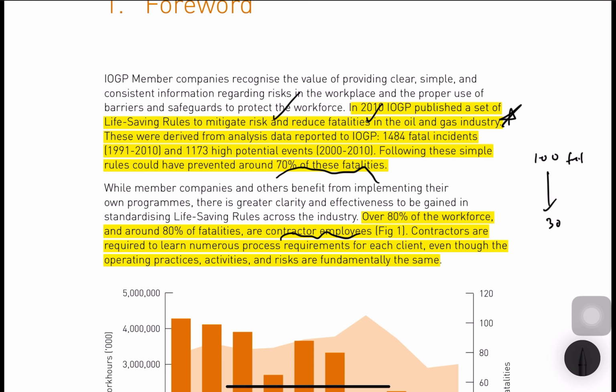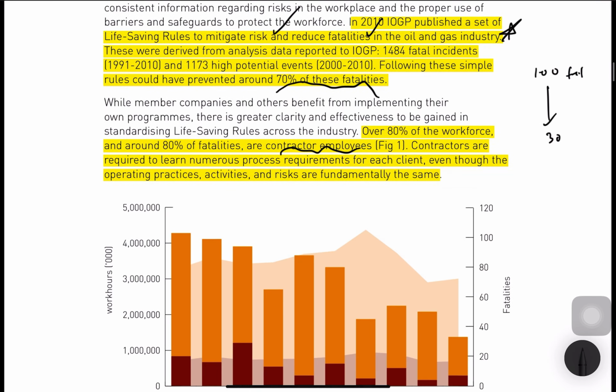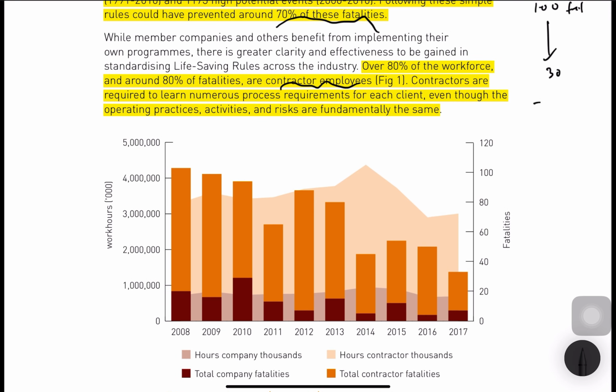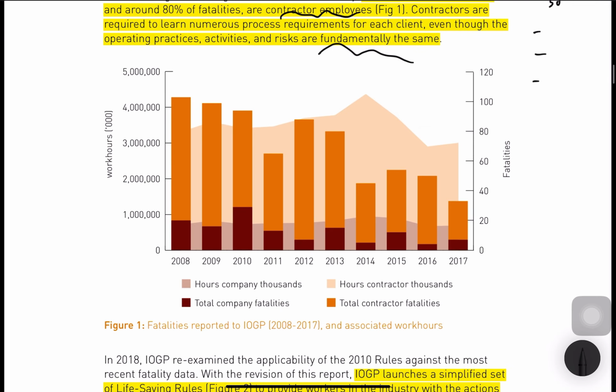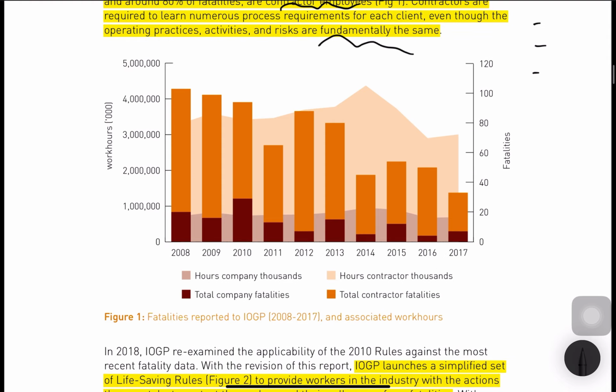Contractors are required to learn numerous process requirements for each client, even though the appropriate practices and activity risks are fundamentally the same. So you might have all different companies with different procedures. However, they are fundamentally the same in terms of managing the work. So these are the statistics that you can refer to here.